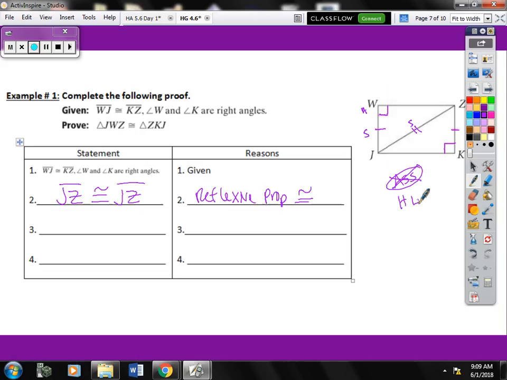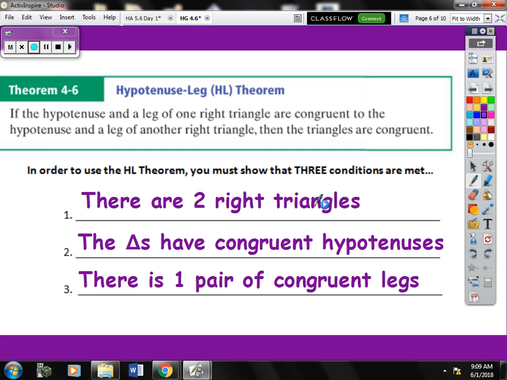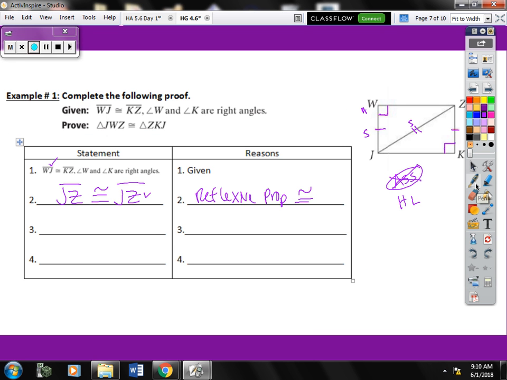Now, the reason that there's 4 lines instead of 3 is that in order to use the hypotenuse leg theorem, you have to prove that you have a pair of congruent legs, a pair of congruent hypotenuses. The other one was that we have to state that they are right triangles. So in my proof, before I say the triangles are congruent, I have to state that they are right triangles, which they are because they have a right angle.